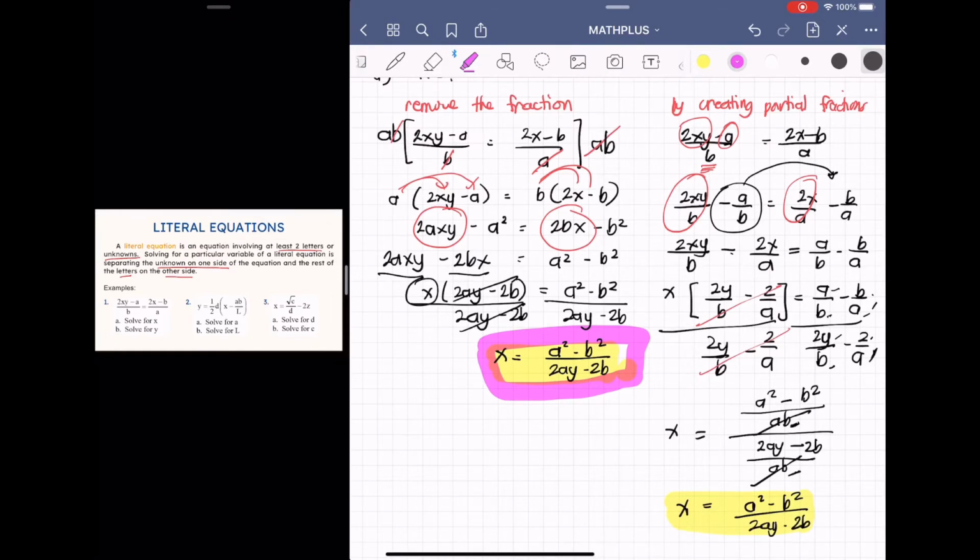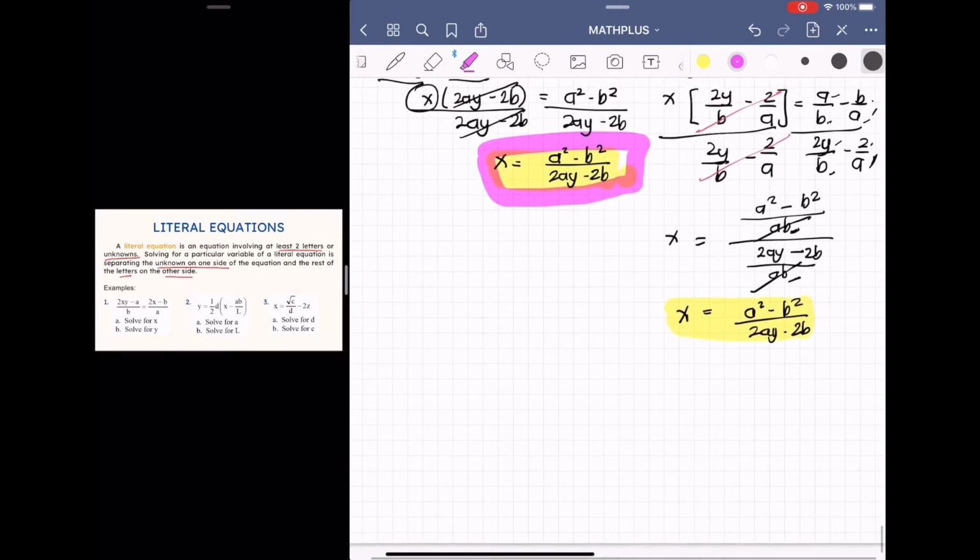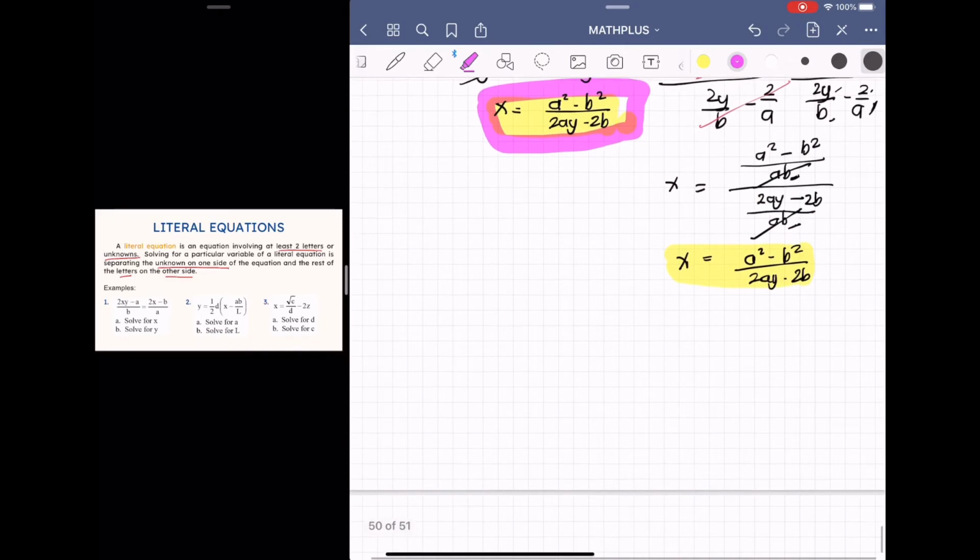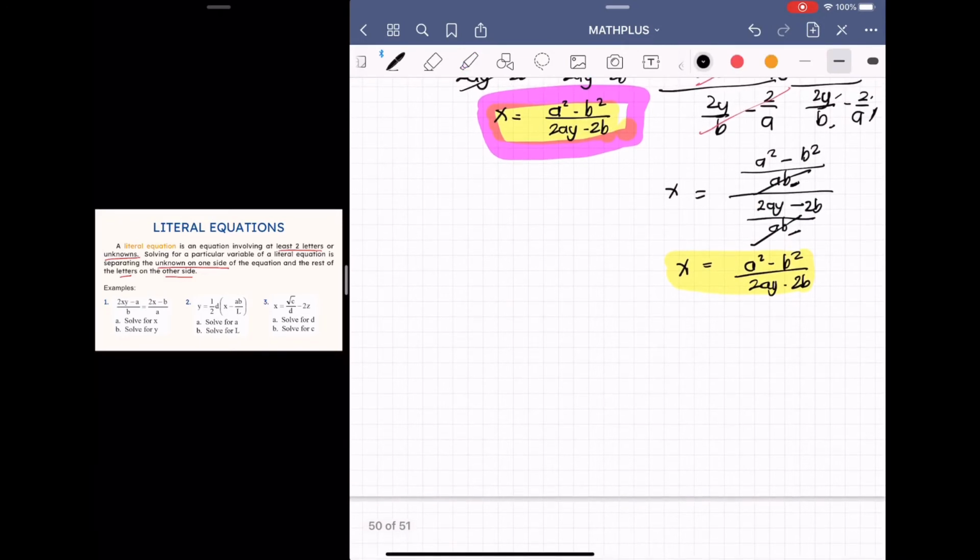Okay, let's try to solve for x this time. Let's try to solve for letter B, which is looking for y. So, in letter B, we're being asked to solve for y. Again, I write the given: (2xy - a)/b is equivalent to (2x - b)/a. As you can see, y appears only on the left side of the equation.